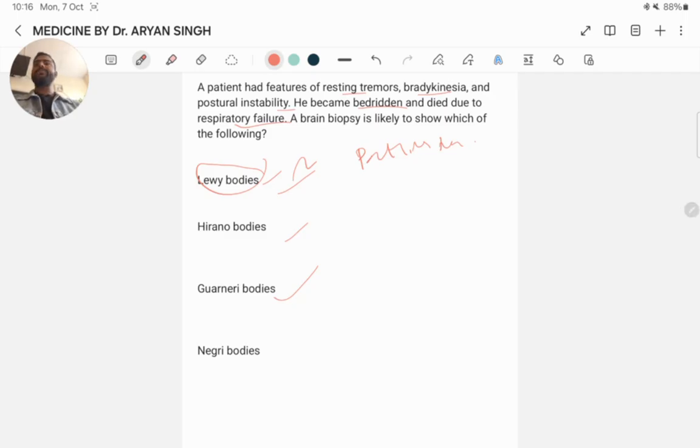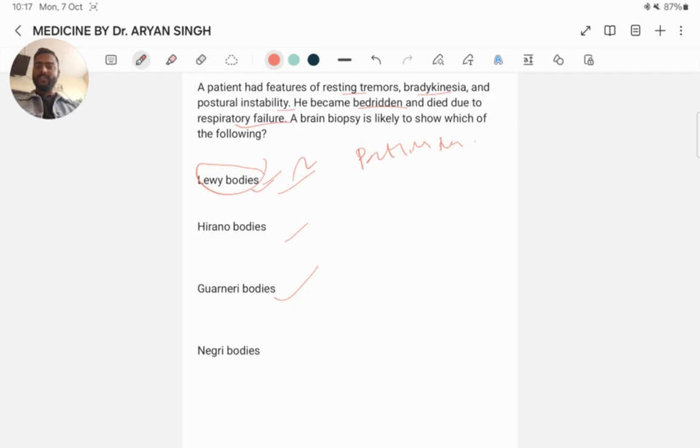The brain biopsy of a Parkinson patient shows what? The Lewy body. Lewy body is an eosinophilic cytoplasmic inclusion that contains both neurofilament and alpha-synuclein. What is the hallmark feature of Parkinson disease? Degeneration of dopaminergic neurons of the substantia nigra pars compacta, reduced striatal dopamine, and intraneuronal proteinaceous inclusions, known as Lewy bodies and Lewy neurites.